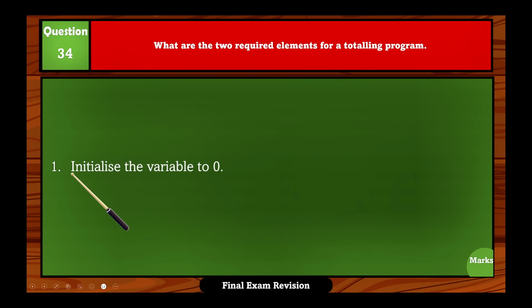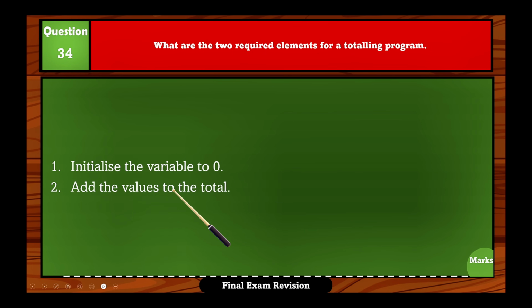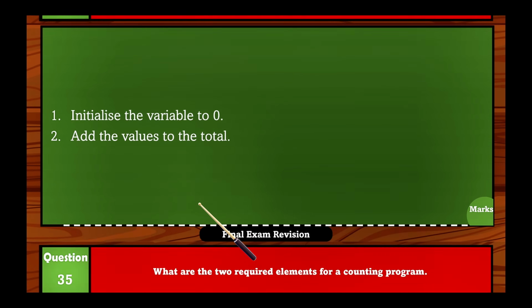Question 34, what are the 2 required elements for a totaling program? Okay, so for a totaling program, first you need to have a variable called total and you have to initialize it to 0. And second one is add the value to the total. So you have to add the values to the total. These are the 2 requirements for the totaling program.